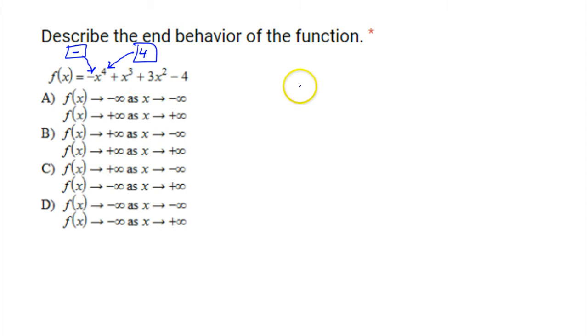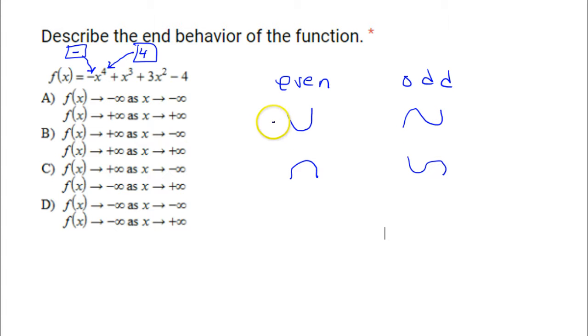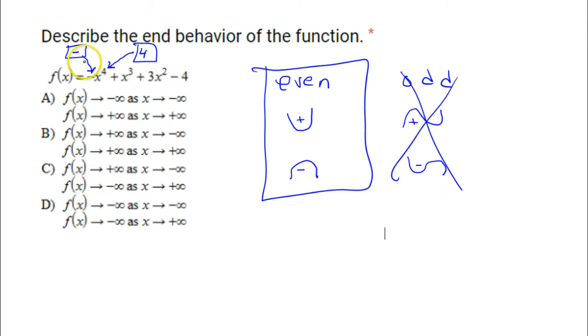What we know is when the degree is even, the end behavior either looks like this or like this. When the degree is odd, the end behavior either looks like this or like this. And this is the positive version, this is the negative version. Since the degree is 4, we know we are dealing with one of these. Alright, we can forget about this. Since there is a negative in the front, a negative leading coefficient, we know we are dealing with this version of end behavior.